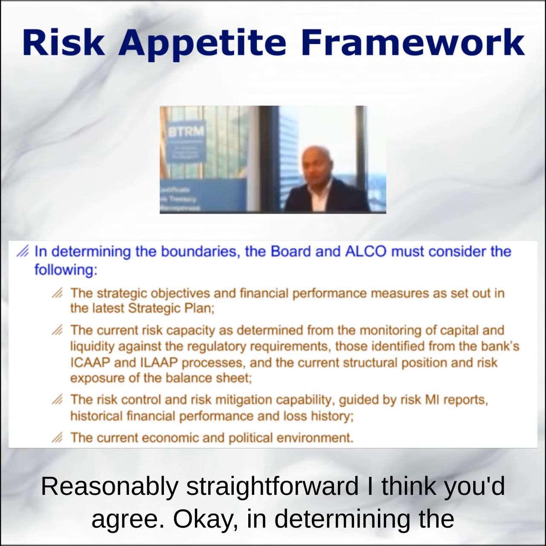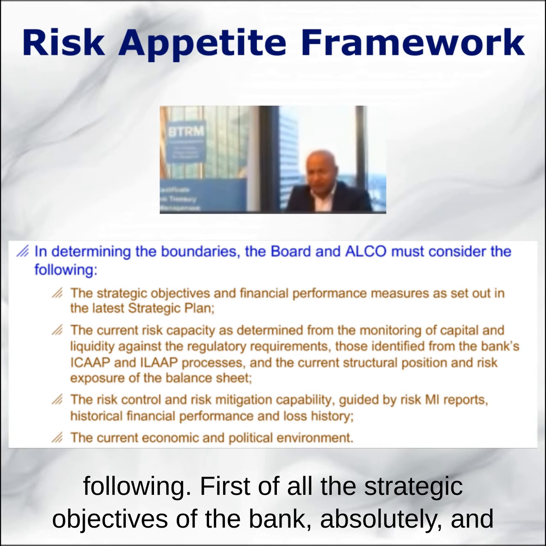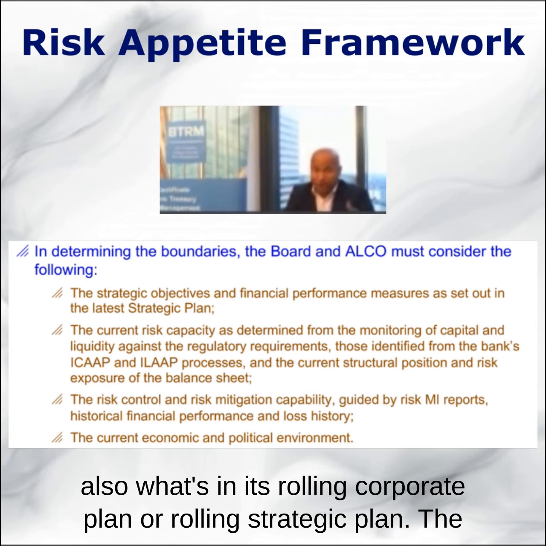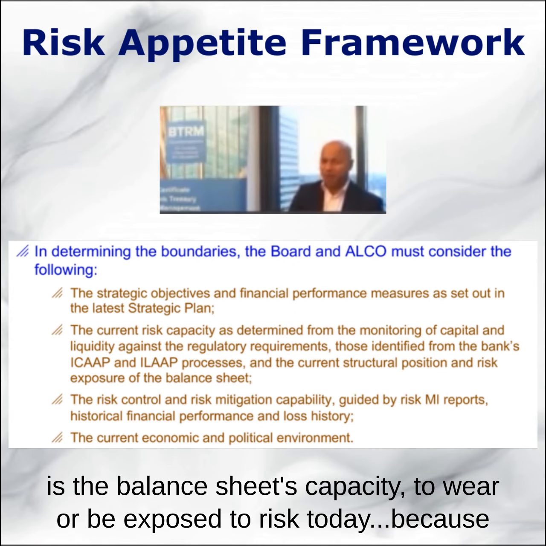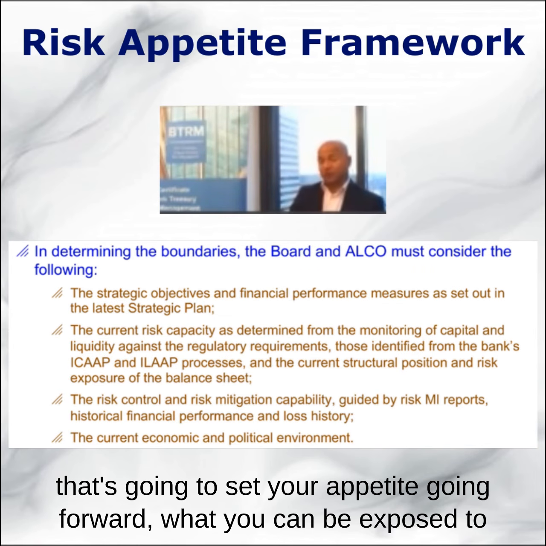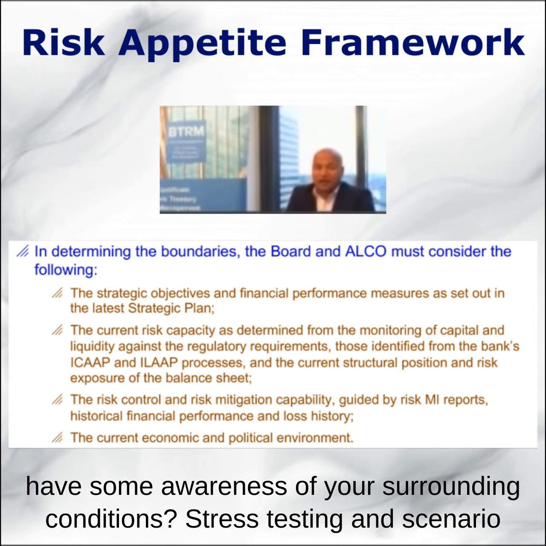Okay, in determining the risk appetite boundaries, the board and ALCO must consider the following. First of all, the strategic objectives of the bank, absolutely, and also what's in its rolling corporate plan or rolling strategic plan. The current risk capacity, in other words, what is the balance sheet's capacity to bear or be exposed to risk today? Because that's going to set your appetite going forward, what you can bear, what you can be exposed to today. How you control, monitor and mitigate this risk exposure, and also have some awareness of your surrounding conditions.